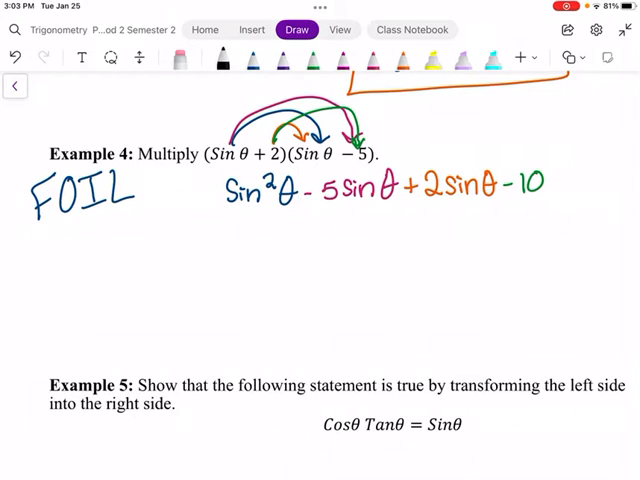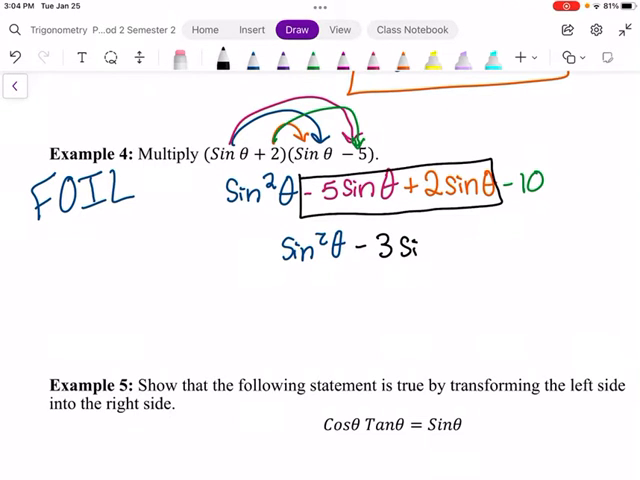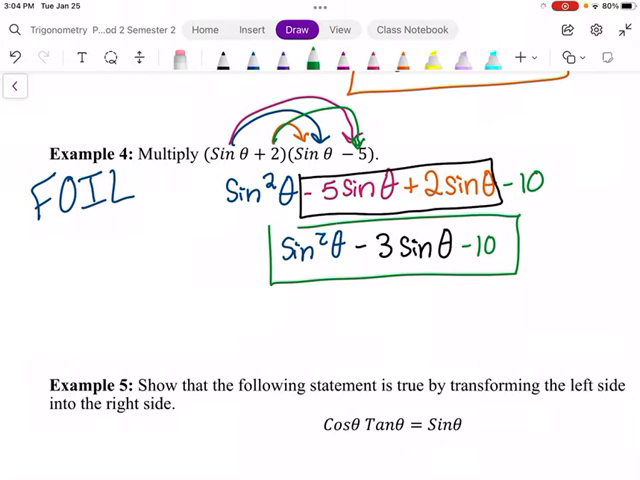Once you get to this point, you can combine any like terms. Minus 5 sine plus 2 sine is the same thing as having -5x plus 2x. So we treat them just like we would treat variables. So we're going to keep our sine squared theta. We haven't done anything with that. And then our middle two terms are going to combine to be minus 3 sine. And we're going to keep the minus 10 at the end. And once you've done that and combined your like terms, you're going to have your final answer.